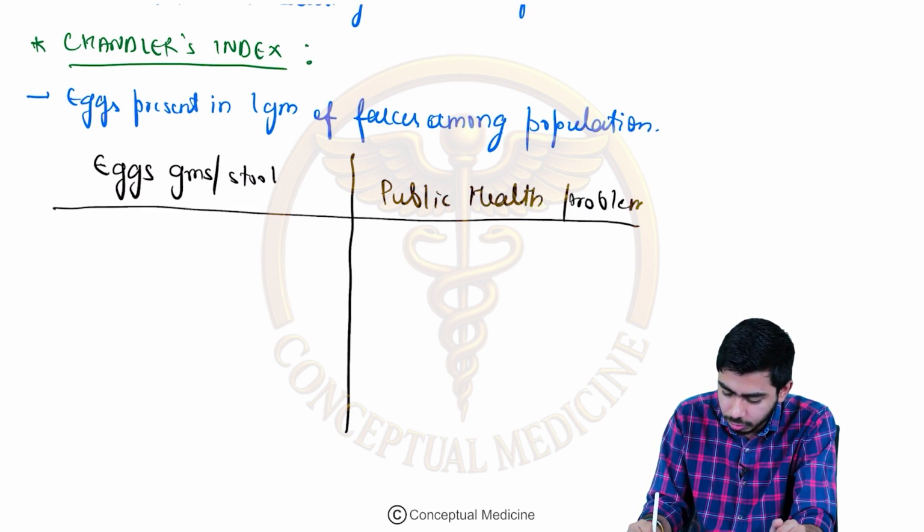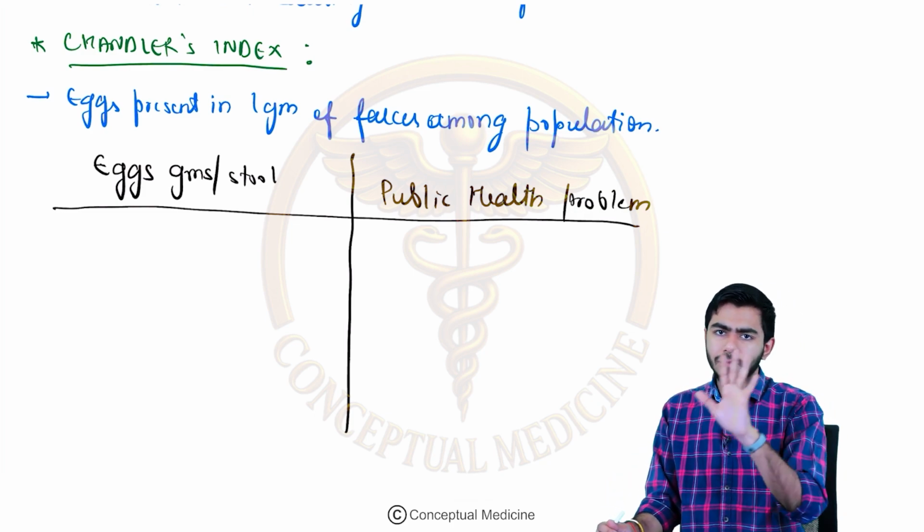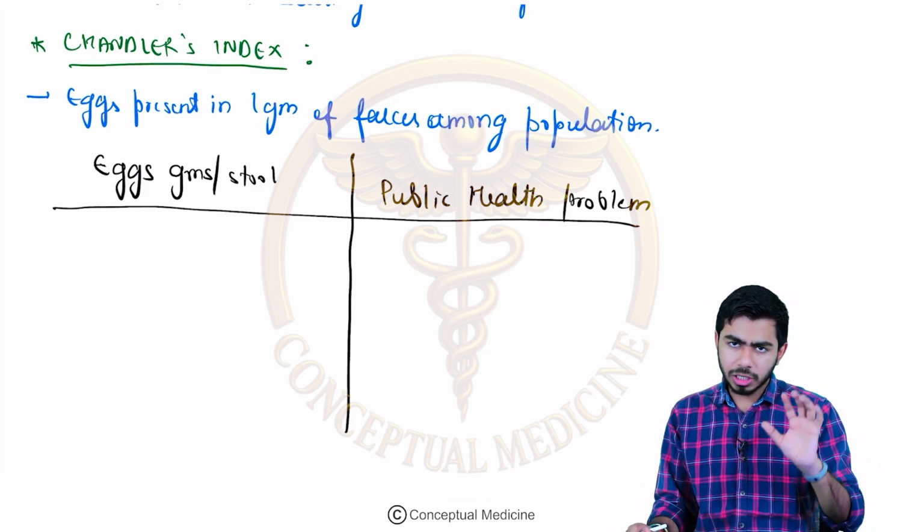I told you about the ascaris also. If it was hatching around more than 50,000 eggs per gram stool, okay, it was the public health problem, right? And for that, that was the standard index for the ascaris.